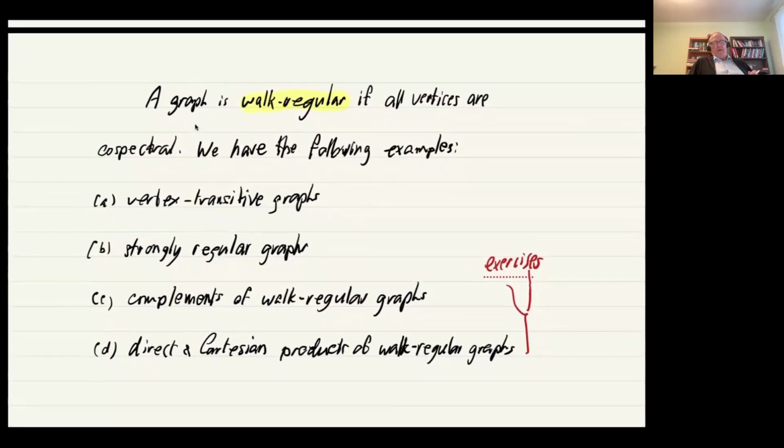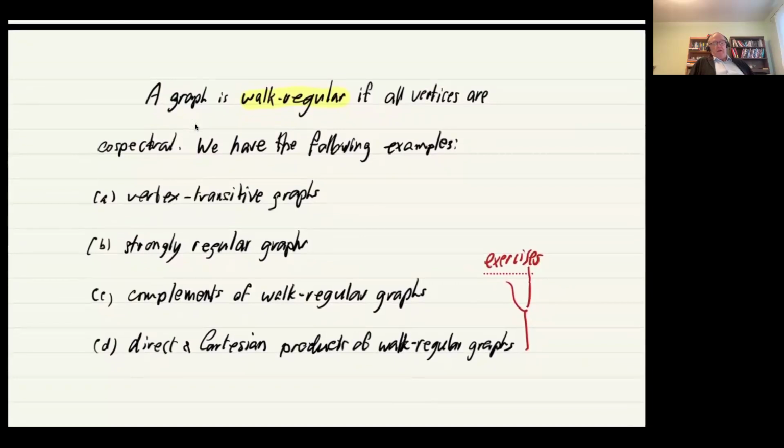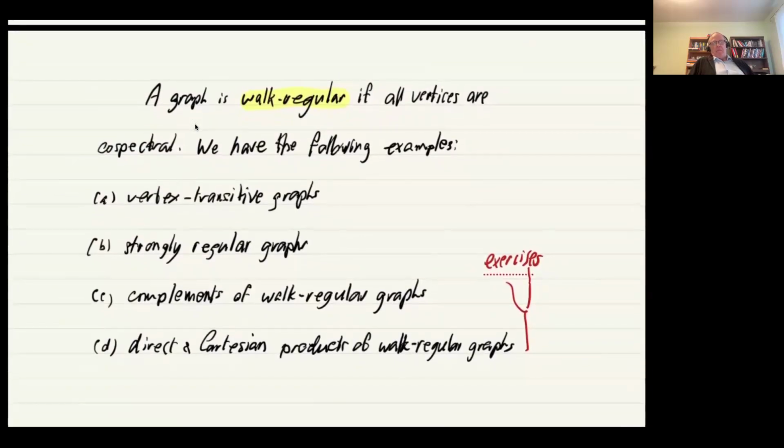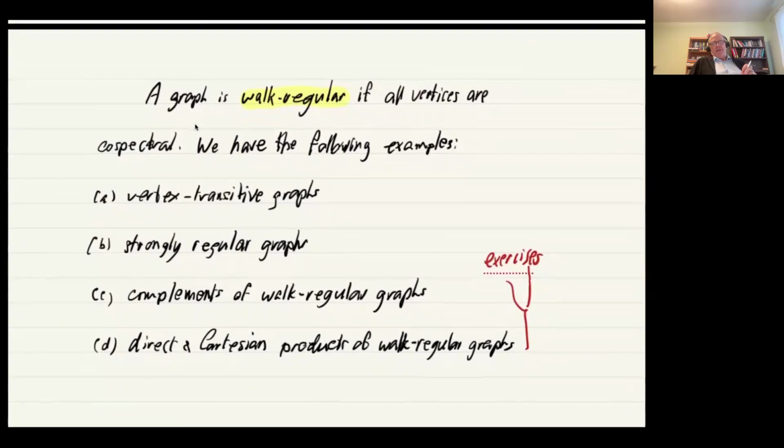I want to bring in some jargon. We say a graph is walk regular if all vertices are cospectral. You can think of this as a linear algebra generalization of being vertex transitive, because certainly vertex transitive graphs are walk regular. And strongly regular graphs are walk regular, as we've just seen. And complements of walk regular graphs are walk regular. You only run into trouble if you try to prove that using the generating functions.